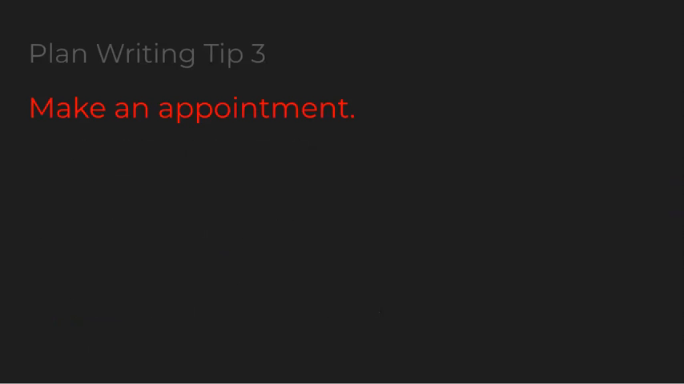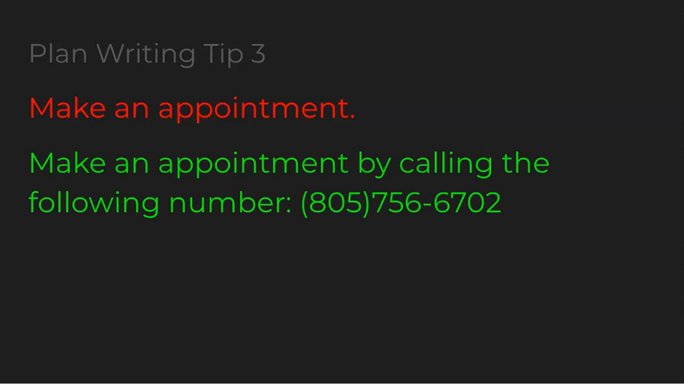Next is, with each one of your steps, you want to explain what to do and how to do it. It's very easy to assume that your readers will know how to do certain actions. Don't assume that. Always assume that you need to provide them enough context to tell them exactly how to do each step. So instead of saying "make an appointment," they might not know how to make an appointment. So you can say, "Make an appointment by calling the following number, 805-756-6702."